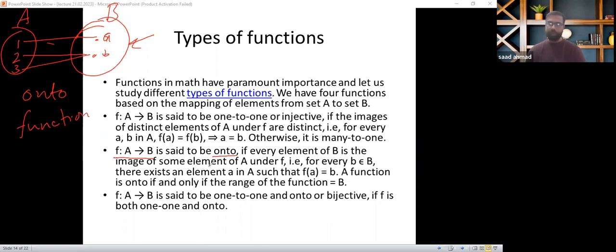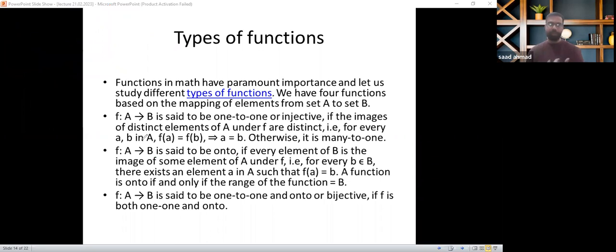Another word: if a function is both one to one and onto, then it's called bijective. So it's a bijective function if it is one to one and onto.